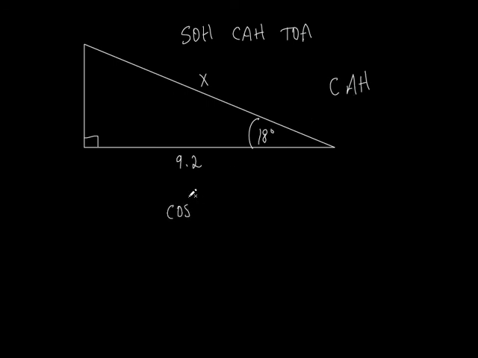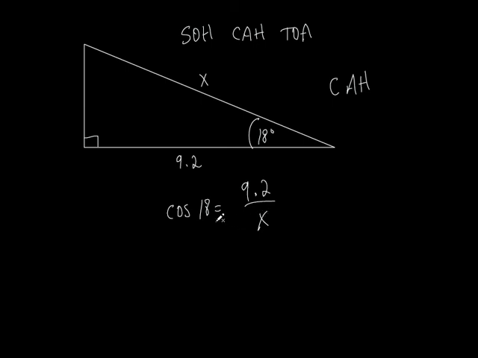Once we figured out we use the cosine, we take the cosine of the angle, which is 18, is equal to the adjacent. Which side's adjacent? 9.2 over the hypotenuse, which is x. Now you got to know the math, okay? You got to know the algebra on how to get x by itself. How do you get rid of that x down the bottom? Multiply both sides by x.